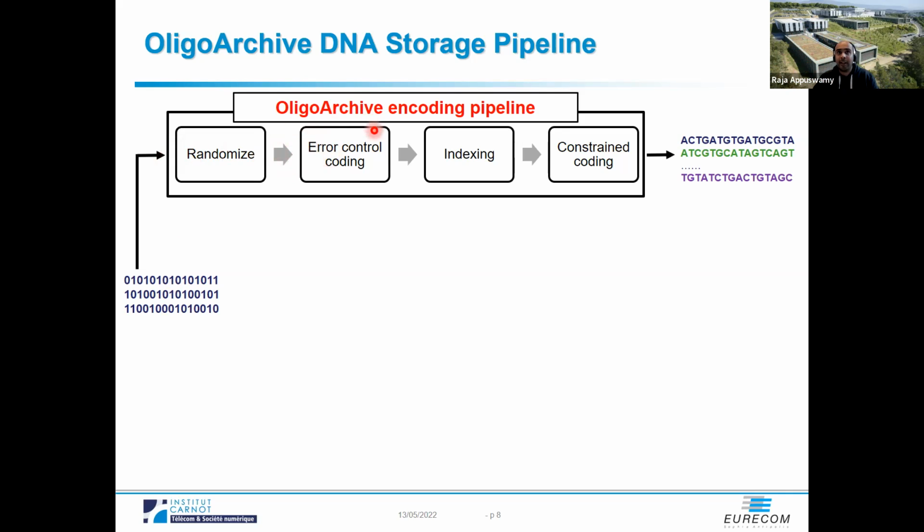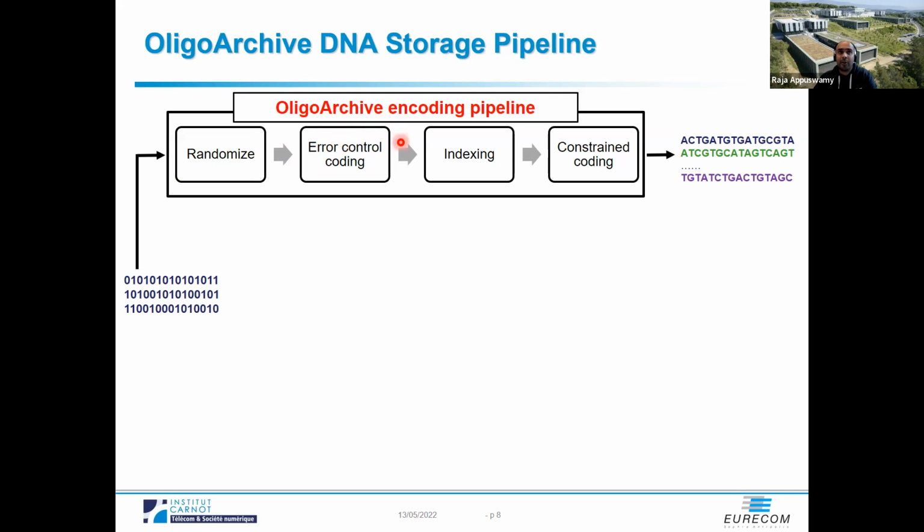Once we do that, the second thing we do is error control coding. This is a whole line of work on its own. What we are using now is something called low density parity check codes. These are codes that are actually used in the 5G standard for telecommunications. When you use data on 5G or talk on 5G, LDPC is the code that is actually used for guaranteeing error control.